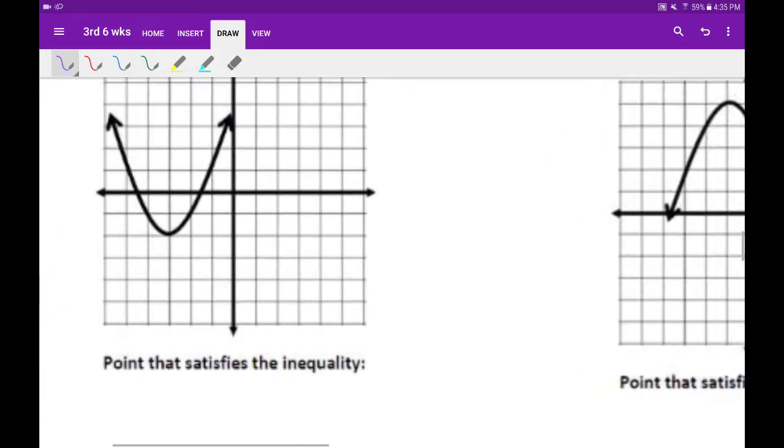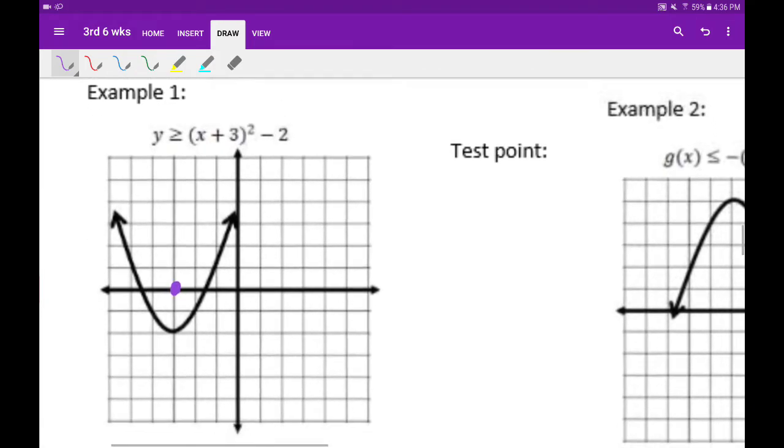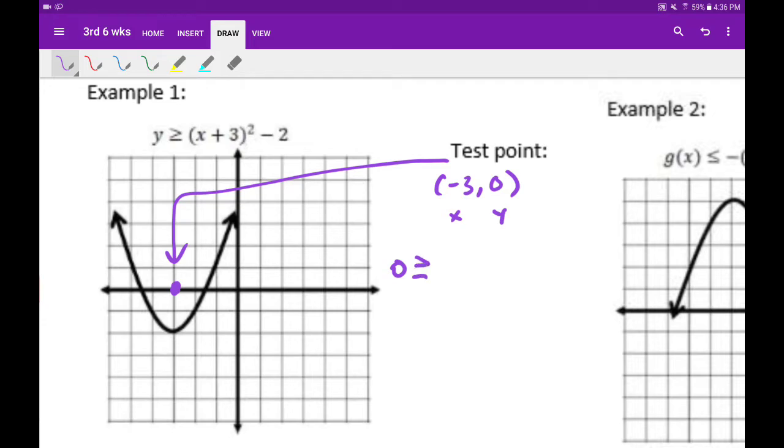So a good test point to choose here is -3, 0. So that'd be right there. Okay, so this point here, it says -3, 0. So what I'm going to do is plug these parts into my equation. So remember, this is the x, this is the y. I'll plug it into the equation up here. So I'm going to take 0 for the y, less than or equal to, x is now -3 plus 3 squared minus 2.